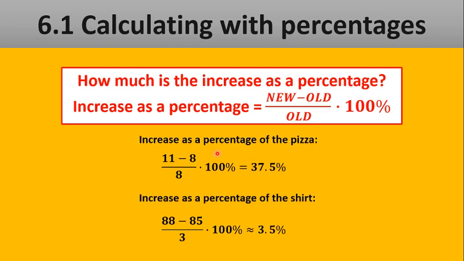So let's take a look at the increase as a percentage of the pizza. The new price was 11, so 11 minus old, minus 8, divided by 8 times 100% gives us a percentage increase of 37.5%. And the percentage for the jacket is going to be 88 minus 85 divided by 85 times 100%, which is roughly 3.5%, which turns out to be a lot less.